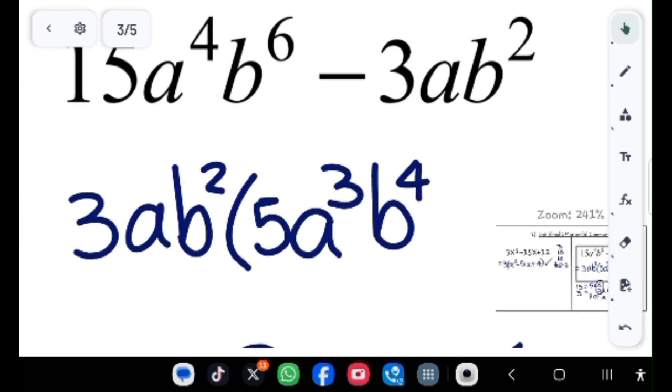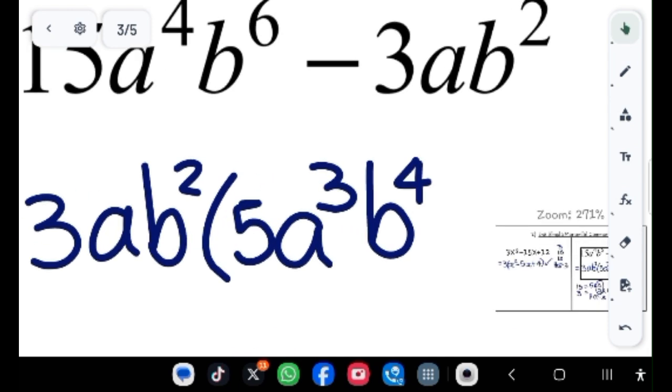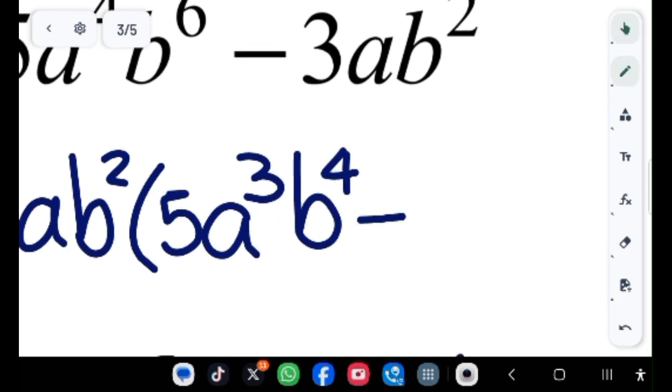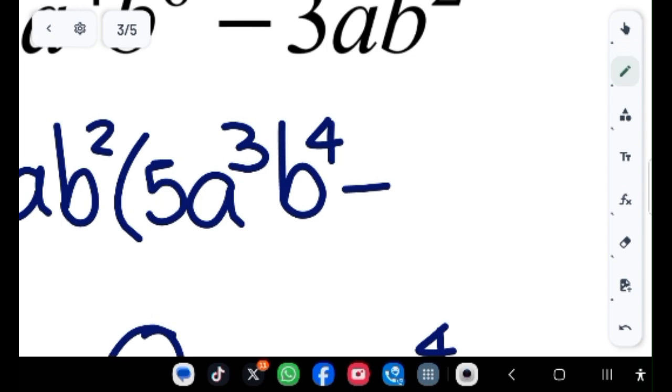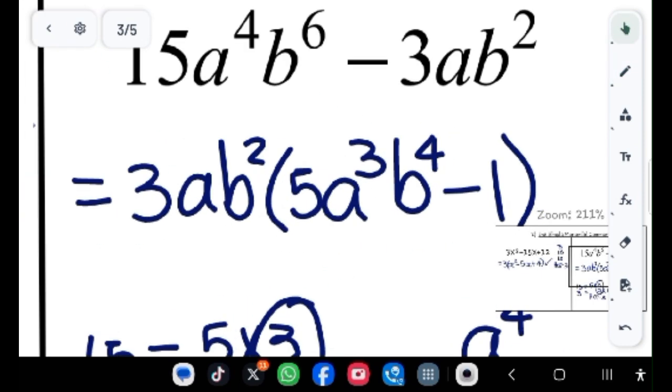Now, to get to the next one, we have a minus, so that will also be minus. To go from 3 to 3, you just multiply by 1, so we don't have to write anything here. To go from a to a, we don't have to write anything there. And to go from b squared to b squared, we don't have to write anything except for 1. And that's how you factorize that. So that is your answer.